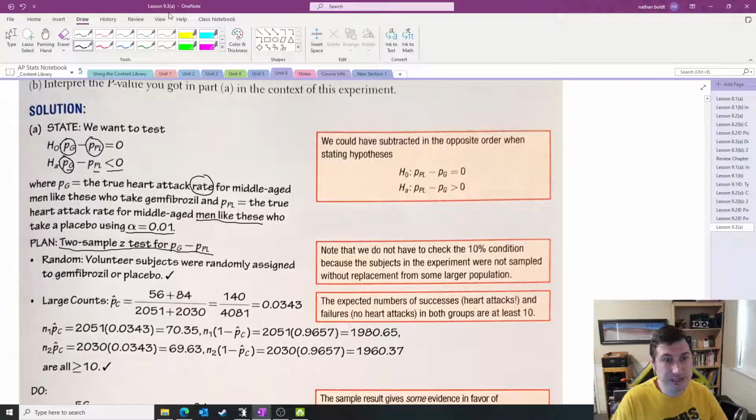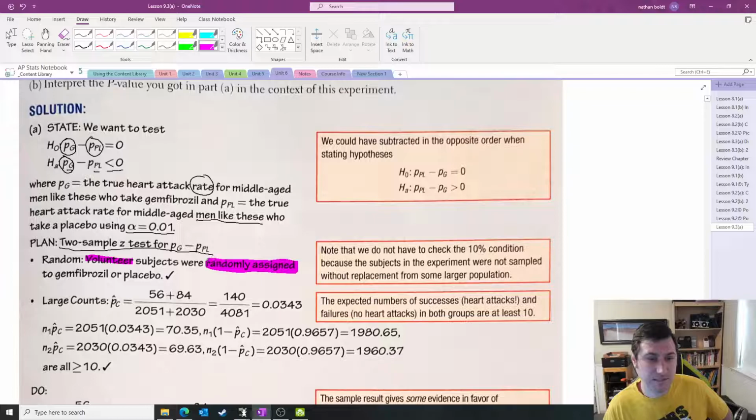So the first key difference I want us to see here is in the random condition. These were volunteers. We do not have a random sample. You can't do that for an experiment. All right, so where does the random come in? We randomly assign the volunteers. That's our randomness right there, okay? We have to have some randomness.